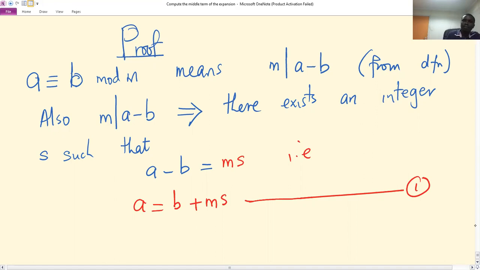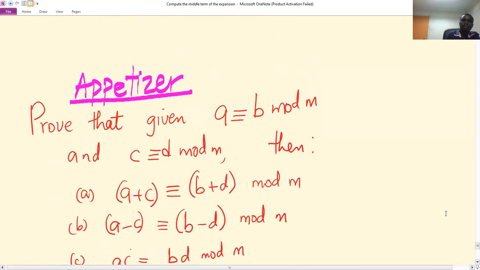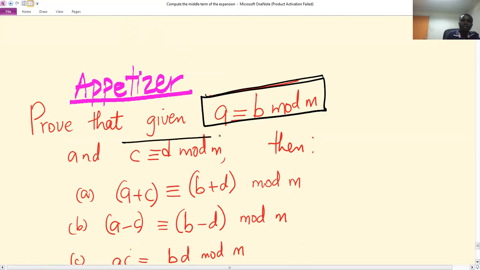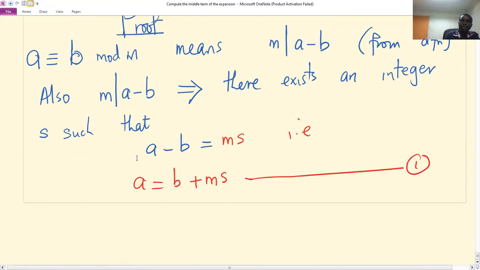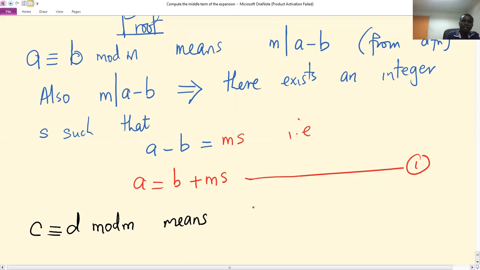And let's now interpret the second. Remember, we have been interpreting the first congruence modulo that was given in the problem. Now let's also interpret this. So C is congruent to D modulo M means that M divides C minus D. This is from definition.